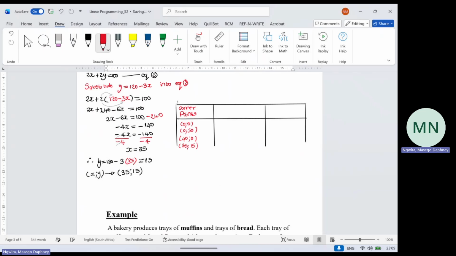Please don't forget the point of intersection. Please do not forget that. I know it's not easy to understand this, but please, I'm going to do another example.